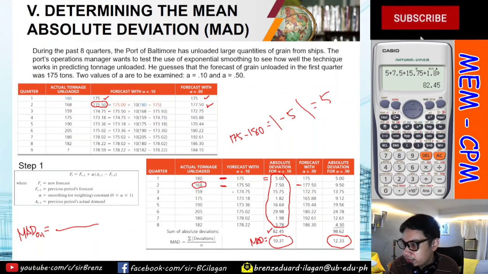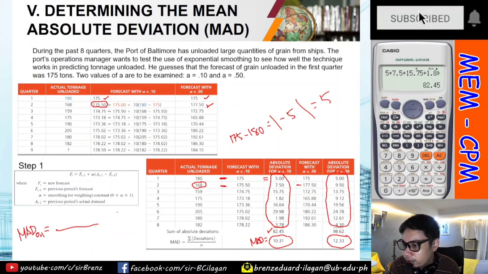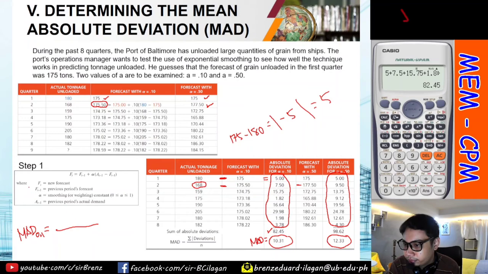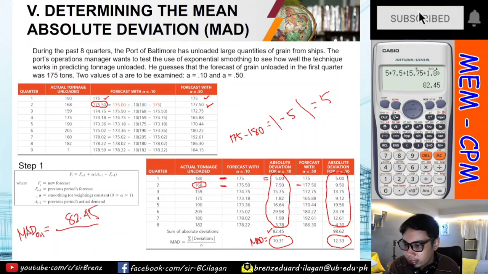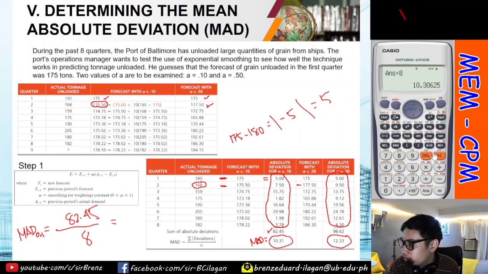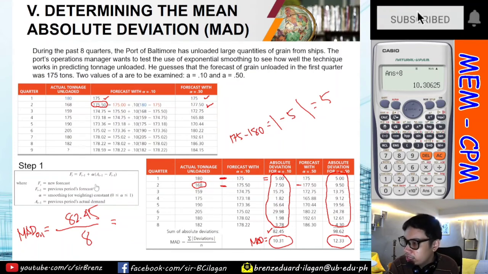Just take the summation of this. And then over the number of data. So ilan ba yan? 1, 2, 3, 4, 5, 6, 7, 8. So divided by 8 lang. Para makuha yung MAD. So, 82.45. Tapos, kung ilang entry siya, 1, 2, 3, 4, 5, 6, 7, 8. Over 8. So, that is 82.45 divided by 8. So, that is 10.30625. So, ginawa na lang niya, 2 decimal places, or that is 10.31.